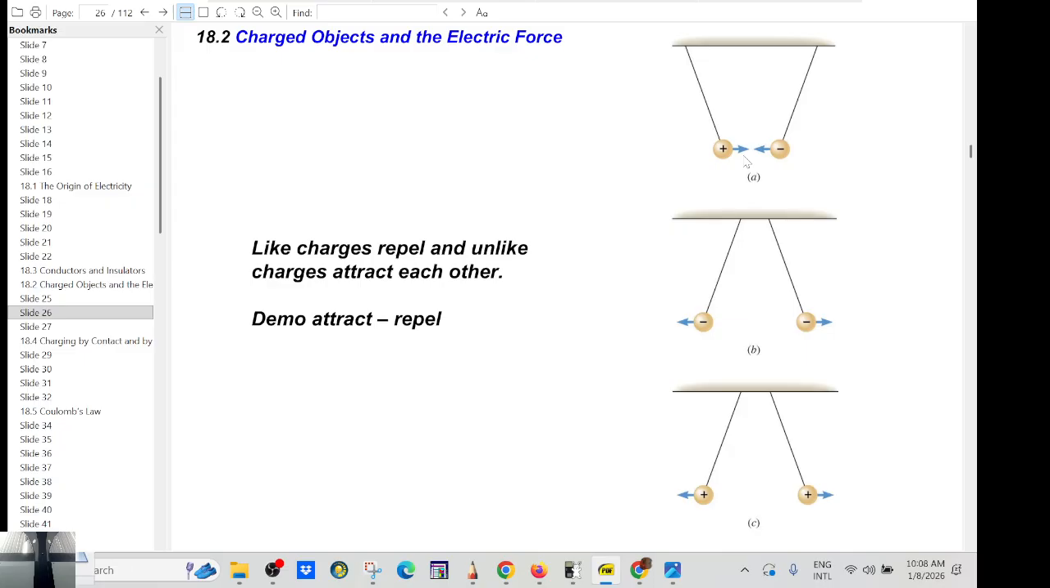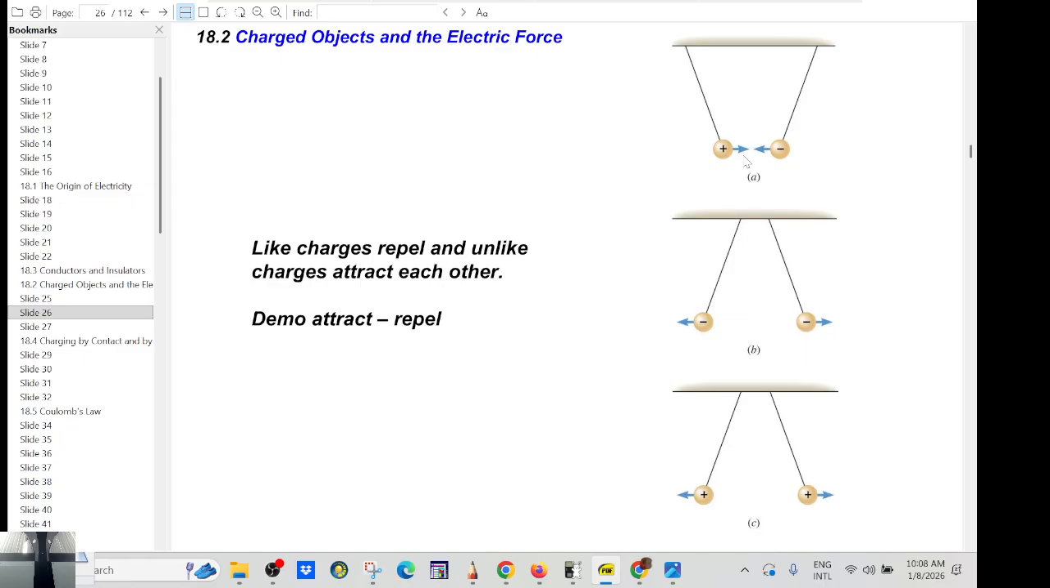So how does it work? Okay, so I'm gonna rub this one with silk. You with me? And silk loves electrons, right? So the silk becomes negatively charged.